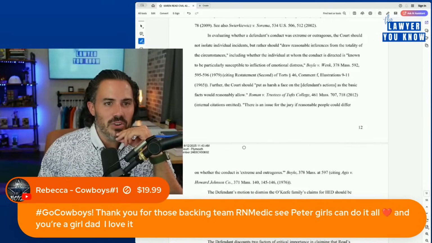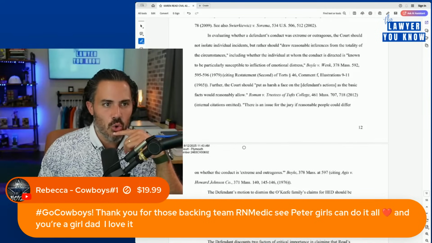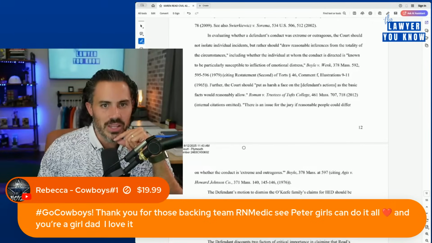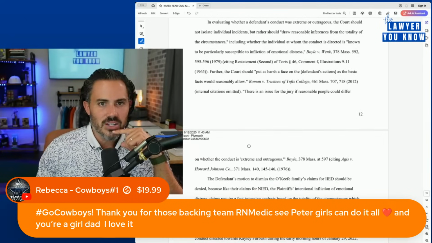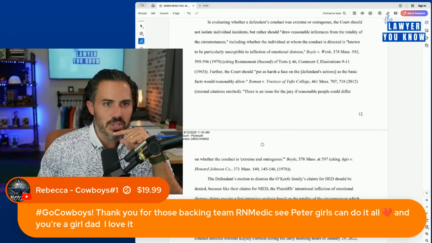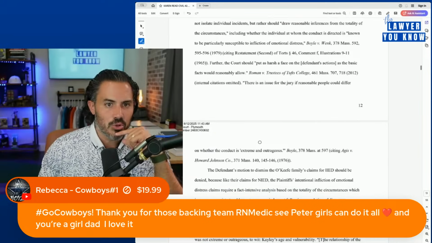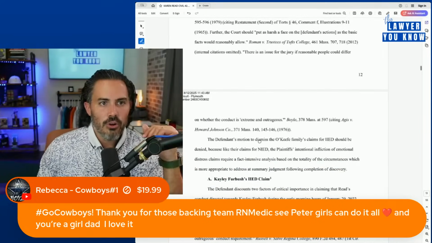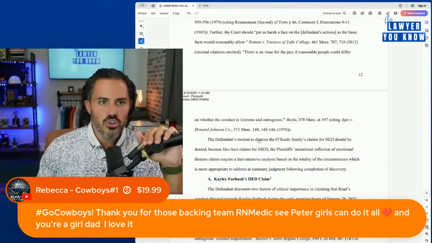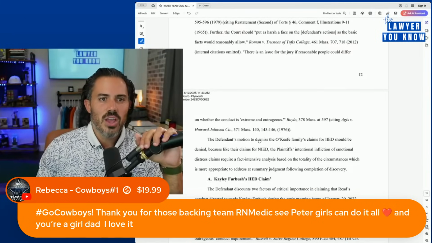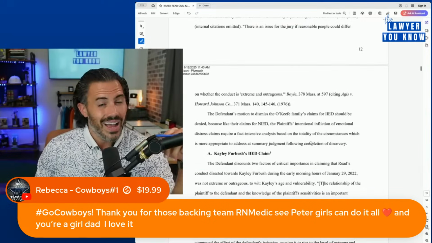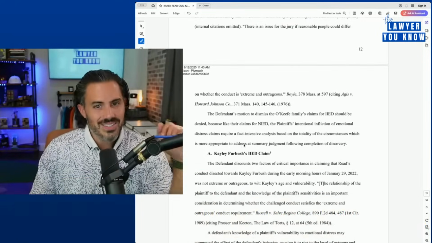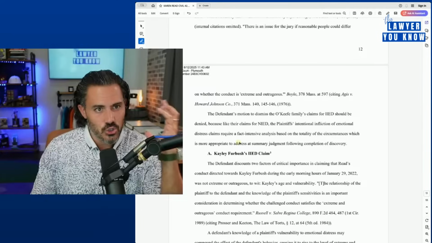In evaluating whether a defendant's conduct was extreme or outrageous, the court should not isolate individual incidents, but rather should draw reasonable inferences from the totality of circumstances, including whether the individual at whom the conduct is directed is known to be particularly susceptible to infliction of emotional stress. I agree with that. Further, the court should put as harsh a face on the defendant's actions as the basic facts would reasonably allow. I agree. And that's the hard part: even with that standard, do we get there here?